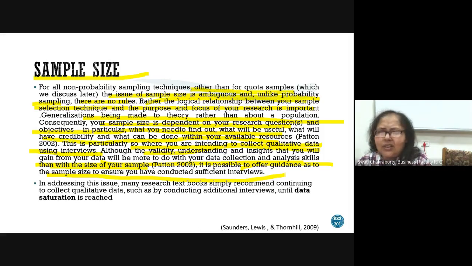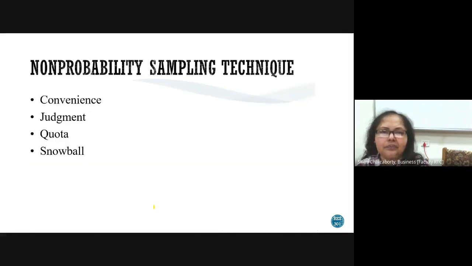It doesn't focus on the sample size, but you can still have some guidance. There's a way to decide on the sample size. To address this issue, many research textbooks simply recommend continuing to collect qualitative data, such as conducting some additional interviews, until data saturation is reached. That's how you should come up with a proper sample size.